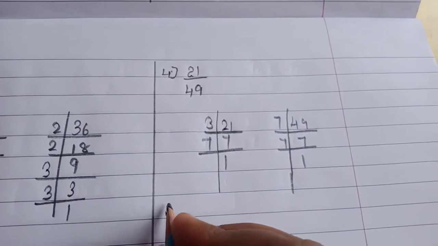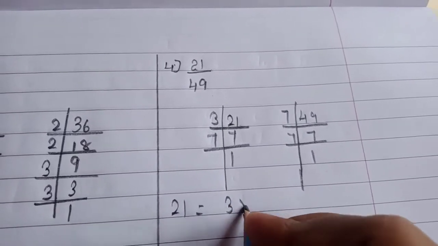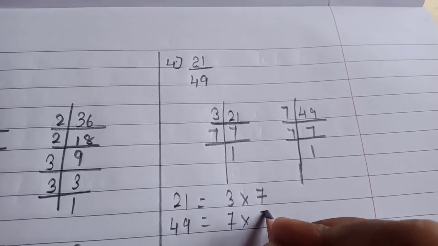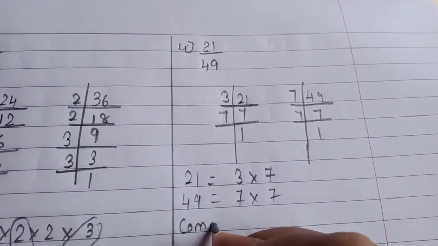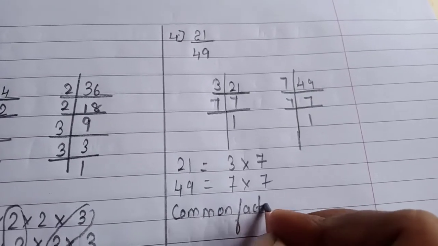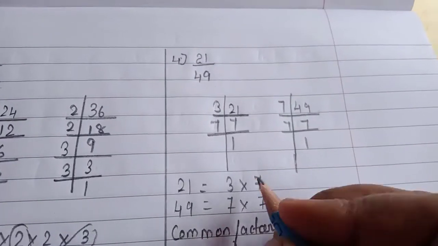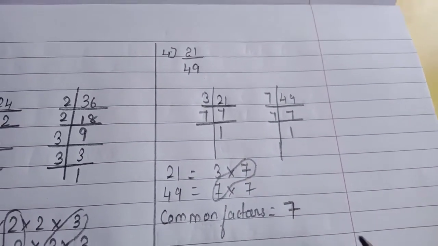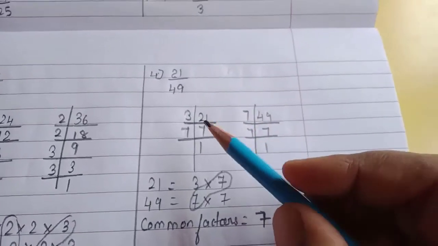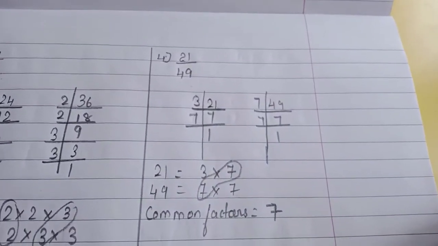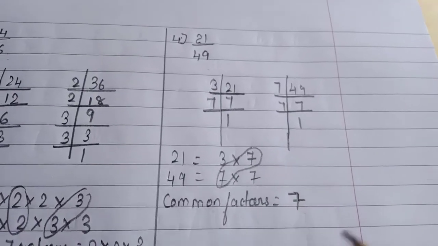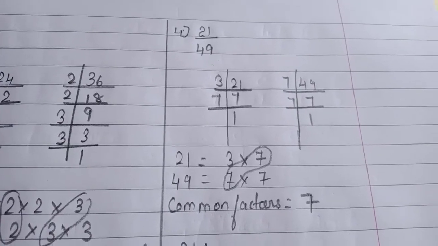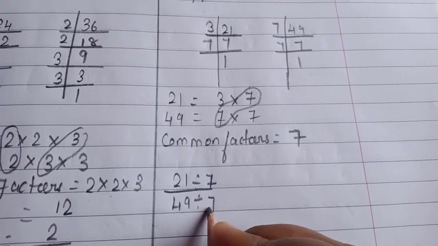Now we have to write the factors for 21. So 3 multiply by 7. Now for 49, 7 multiply by 7. So now we have to find out the common factor. So common factors equal to, which are common factors? 7. Only one number, 7. So we will write here common factor 7. So which number we will divide in 21 and 49 to make a simplest form? That is 7. So in 21 upon 49 we will divide 7 in numerator and 7 in denominator.